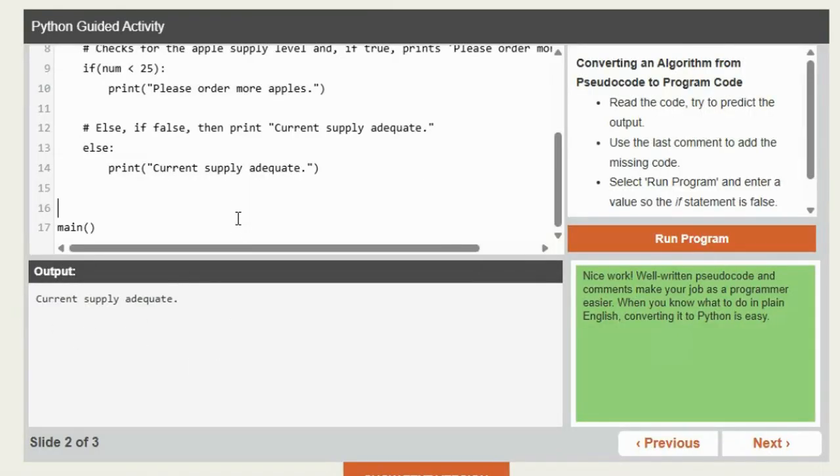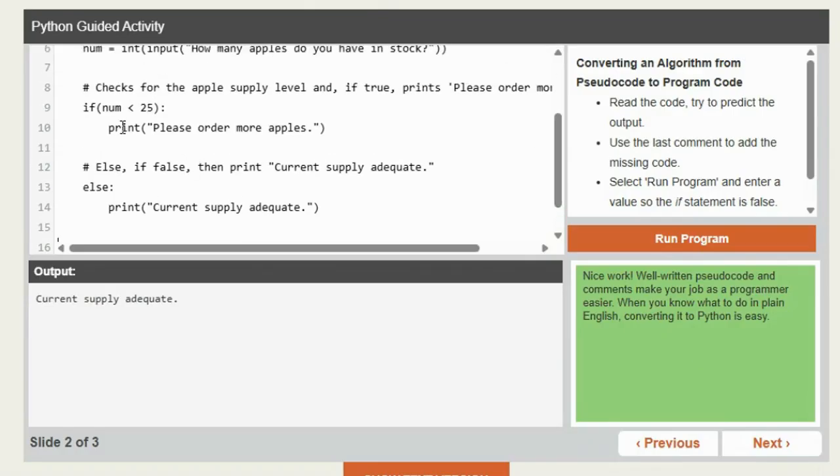Okay, so this is just a little algorithm that checks the number of apples. And if we don't have enough apples, if we have less than 25 apples, it says it's time to order more. But if we do have 25 or more, it says, okay, we've got enough. The current supply is adequate for our needs.